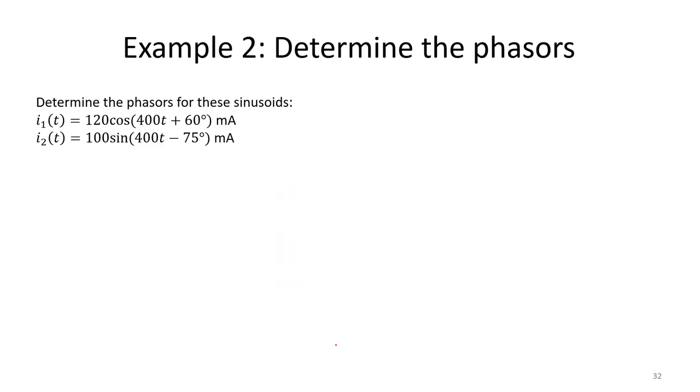Let's try a few quick examples so that everyone gets the hang of this. In this example, we want to determine the phasors for these sinusoids, and let's write the final answer as A angle theta. So typically, when we want a phasor, we'll just go ahead and write the answer like this. If you'd like, pause the video and see if you can do this on your own. Otherwise, let's explain it together.